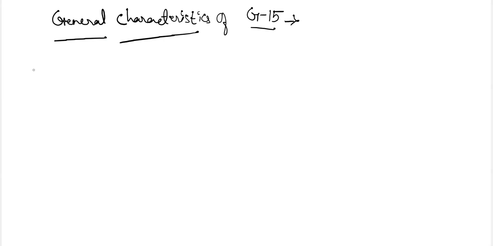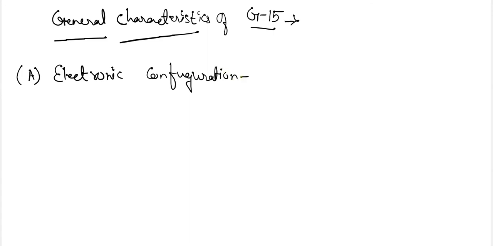General characteristics of group 15 elements. So first, electronic configuration. What is the general electronic configuration for the group 15 elements? The general electronic configuration is ns2 np3.